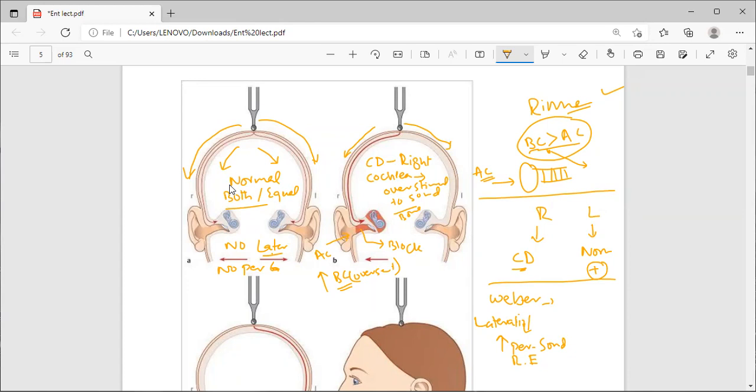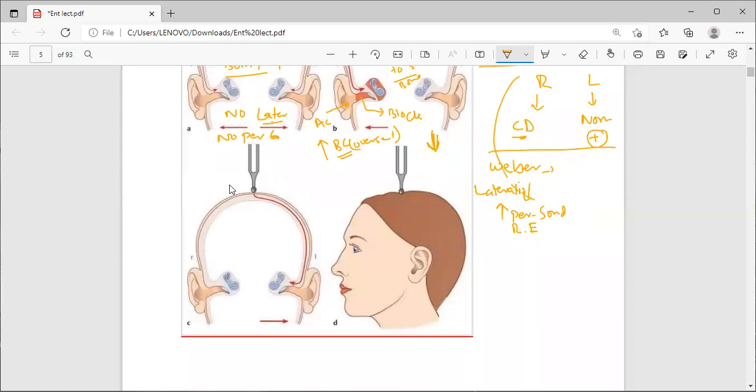And on the normal ear, he will perceive the sound less prominently. So there will be lateralization to the right ear. This is the end result. The key point is that whenever there is conductive hearing loss in one ear, there will be lateralization to the same side on the Weber test. Suppose the conductive deafness is in the right ear, there will be lateralization towards the right ear because he cannot hear through air conduction.